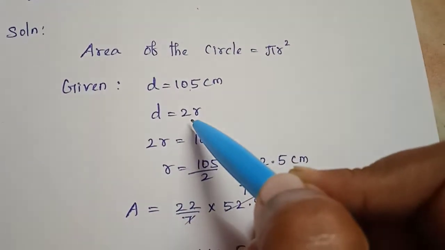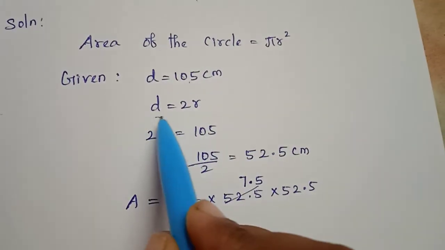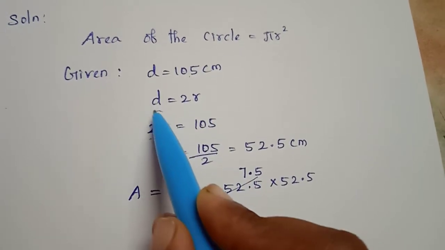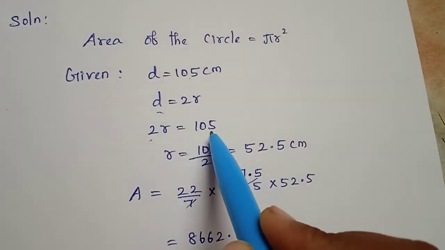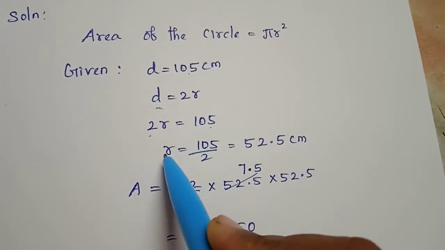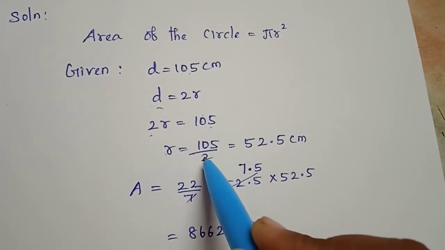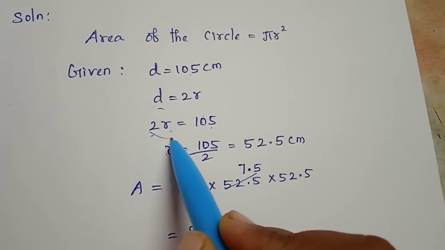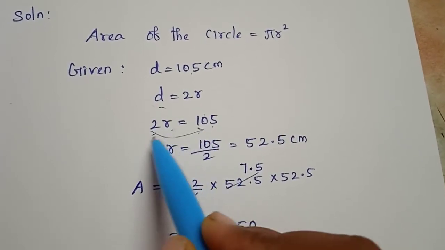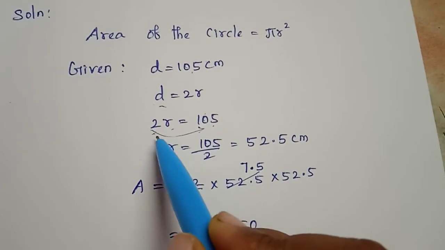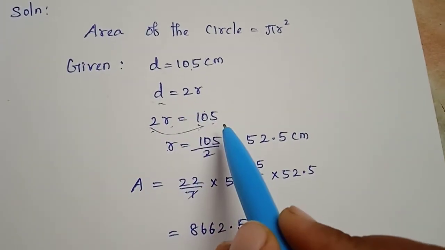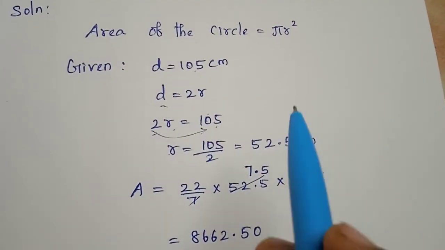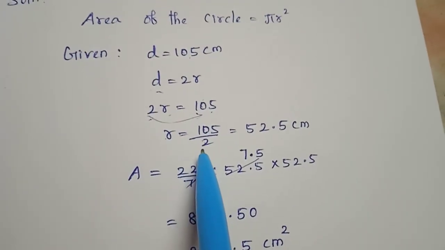So first we have to find r, and we know that d equals 2 times r. So 2r equals the d value, which is given as 105. So r equals 105 by 2. Why? Because these two are in multiplication. While you are bringing one number to the other side, it will become division. Multiplication, when you bring it to the other side of the equal sign, will become division, and division will become multiplication. So 105 by 2.